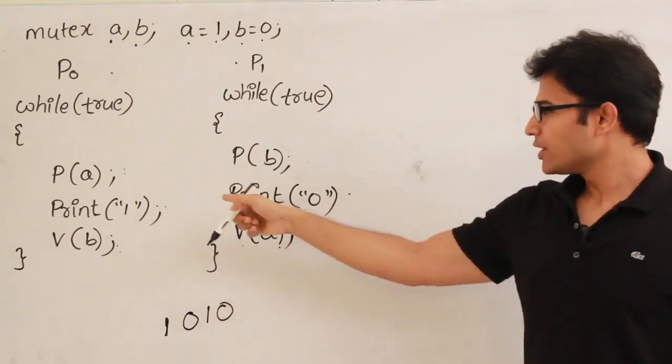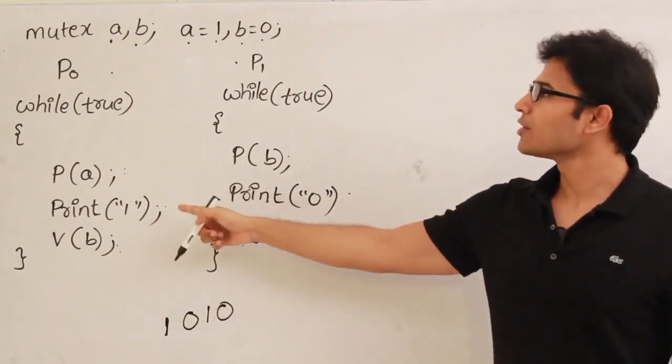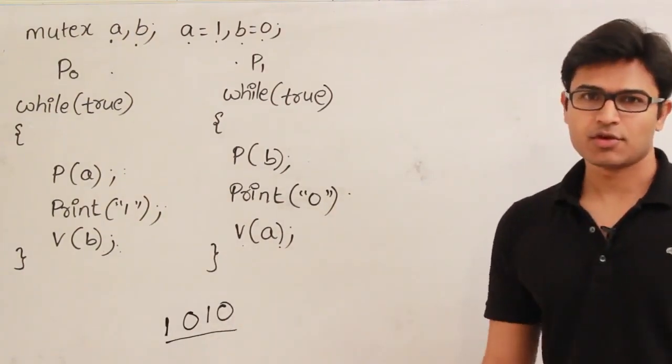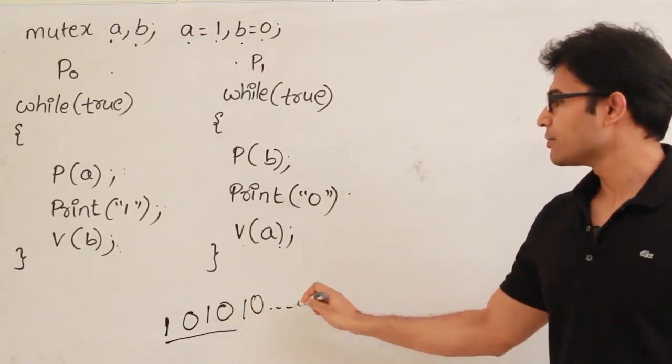So it will go in only this order. Either you schedule P0 first or P1 first, the only order possible will be 1 0 1 0 1 0, and so on, right? This will continuously be printed.